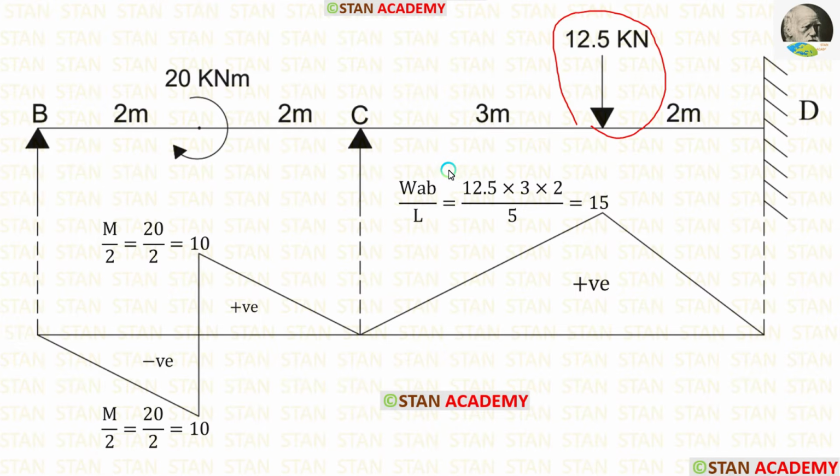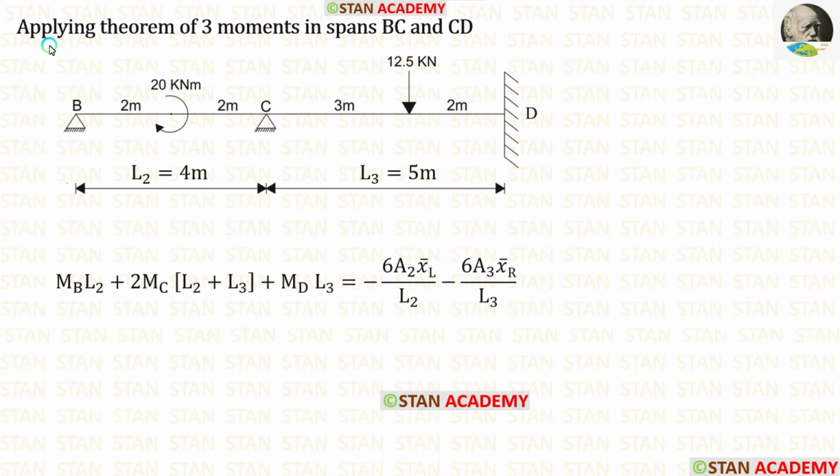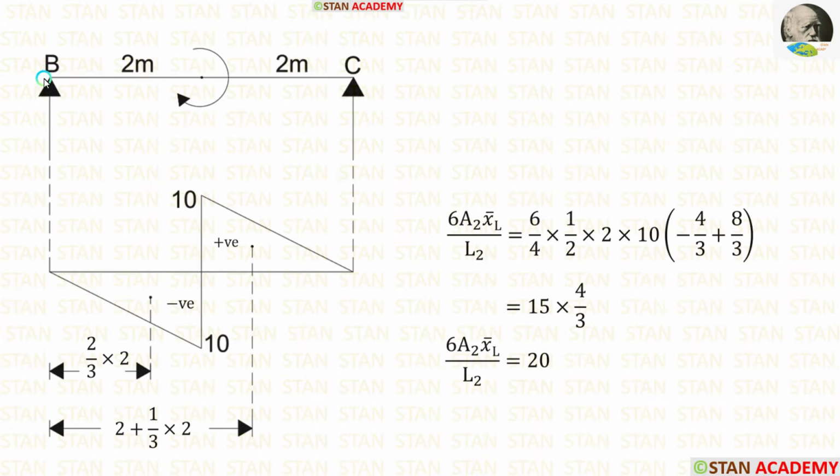The formula to calculate the ordinate is WAB upon L. Here W is 12.5, A is 3, B is 2. After applying the values inside the formula, we are getting 15. Now let us apply the theorem of three moments in spans BC and CD. Here we have to calculate 6A2 x bar left upon L2 and 6A3 x bar right upon L3.